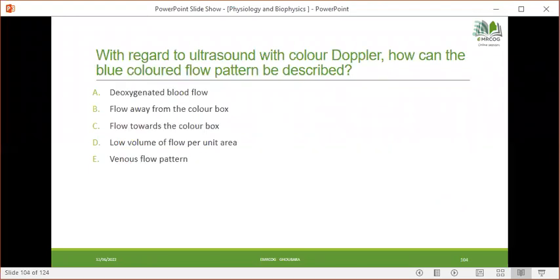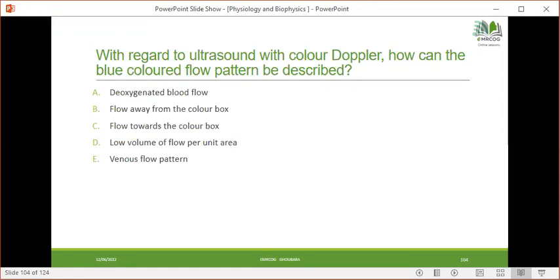With regard to ultrasound with color Doppler, how can the blue color flow pattern be described? Many of the candidates think that the blue color is for the venous return and the red color for the arterial flow. And this is, of course, a misconception. It has nothing to do with the venous or the artery. It's about the direction of the flow.